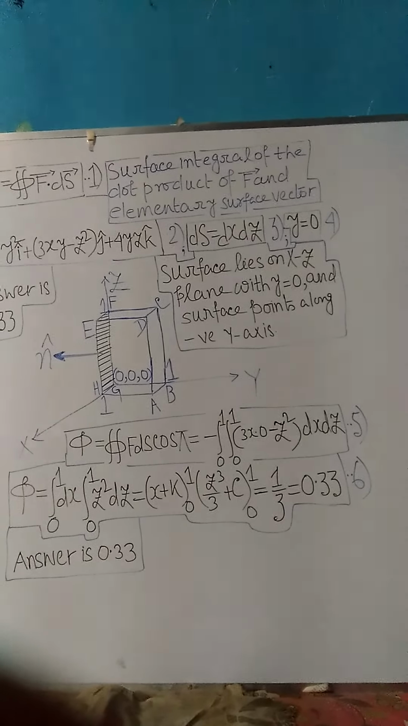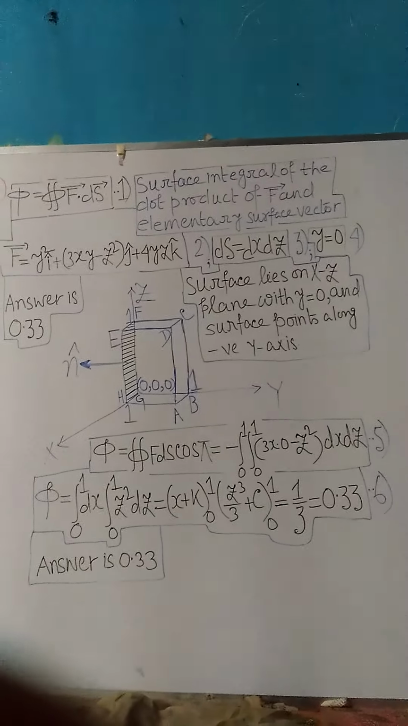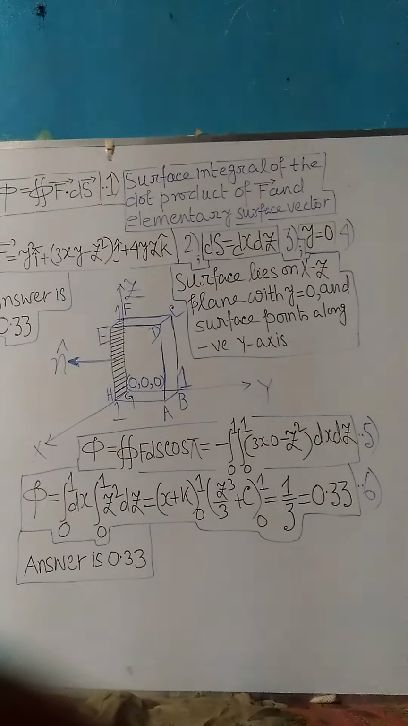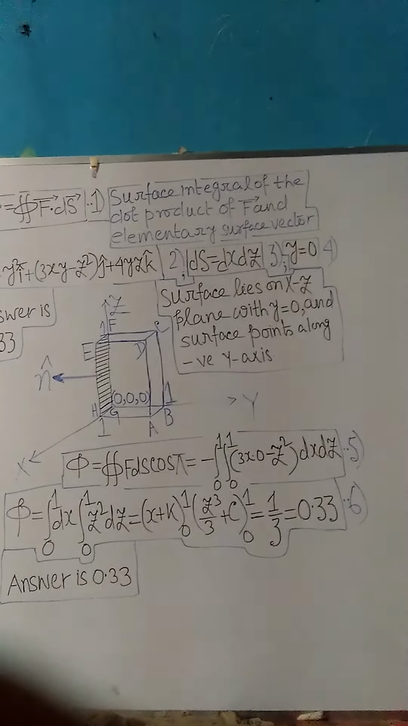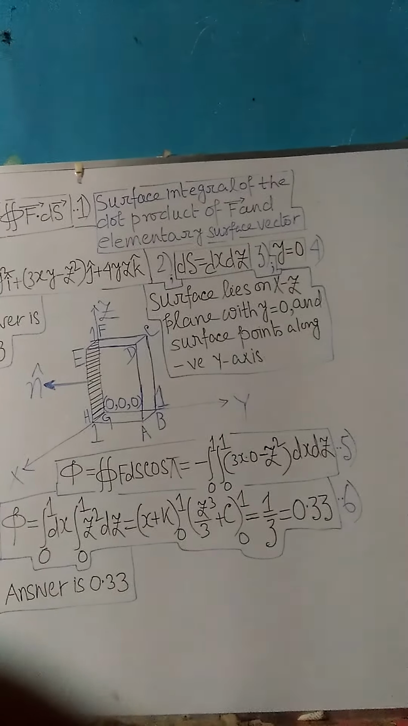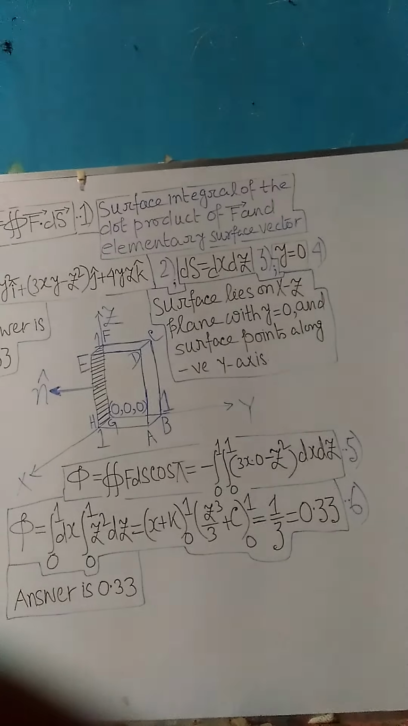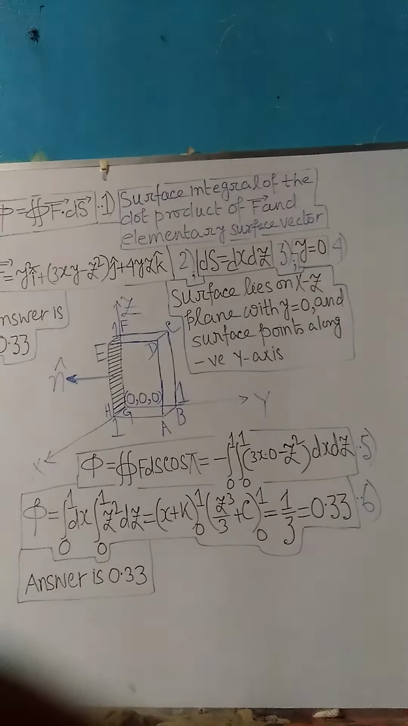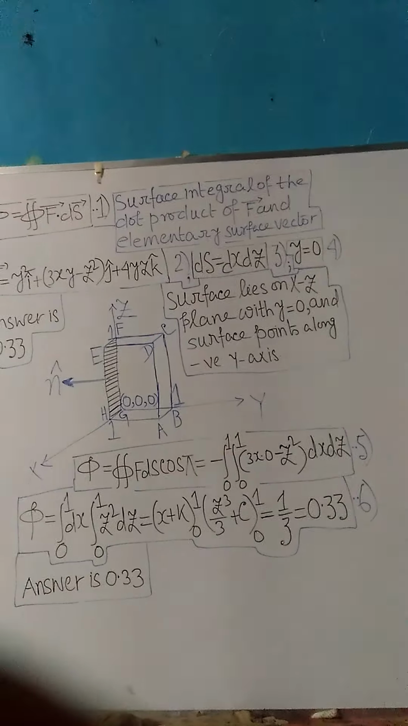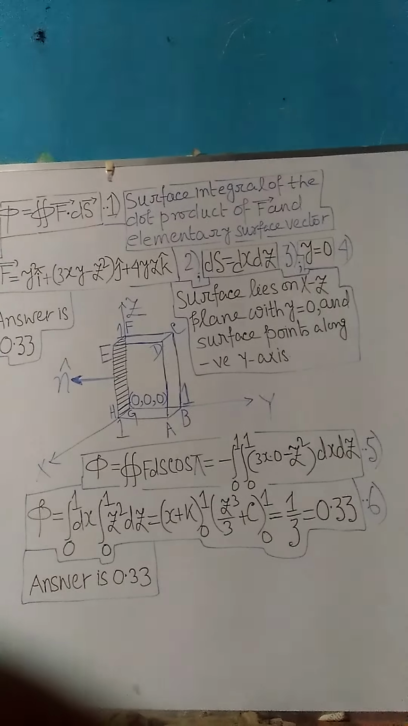So effectively, the problem reduces to evaluating the double integral in equation 5. Please pay attention to equation 5 just below the diagram. The procedure of evaluating the double integral is now shown in equation 6, from which the answer, that is the value of the flux phi, comes out to be equal to 0.33. Both equations 5 and 6, and as a matter of fact all the equations are very important for this problem, so please pay very close attention to all those equations.